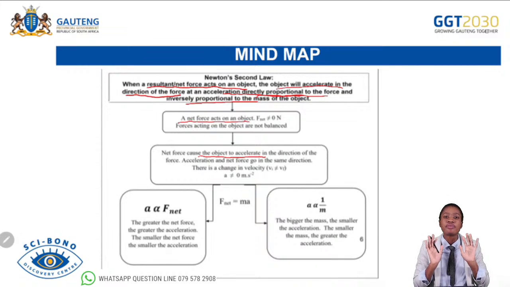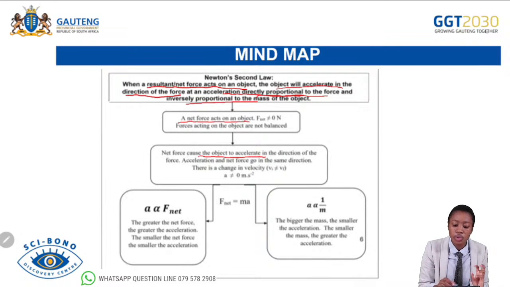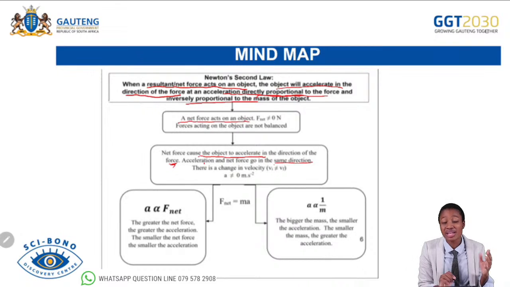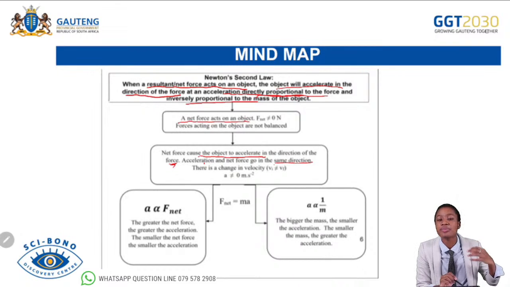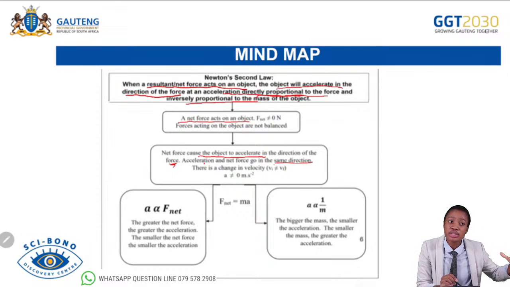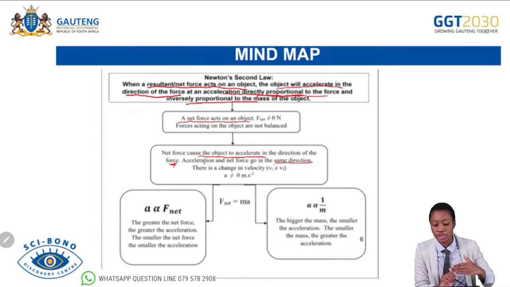So for example, if you find a trolley in a shop standing and you just give it a push, what will happen? The trolley will accelerate in the direction of the force. You give it a push, then it will accelerate in that direction. In this case, if it's to the right, it will accelerate to the right. So the net force will cause the object to accelerate in the direction of the force, and the acceleration and net force will go in the same direction. That is very critical. Remember, acceleration will go in the same direction as the net force.